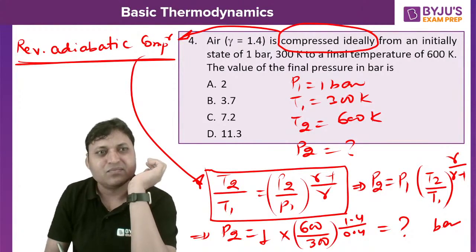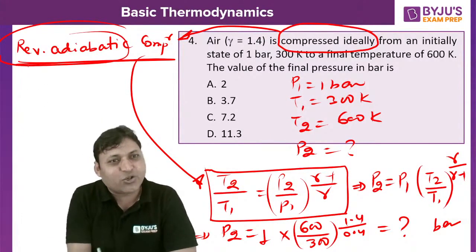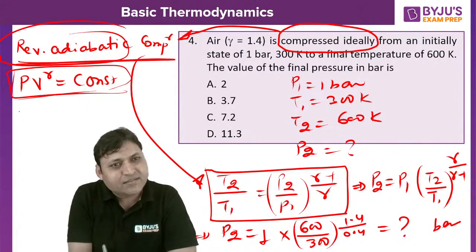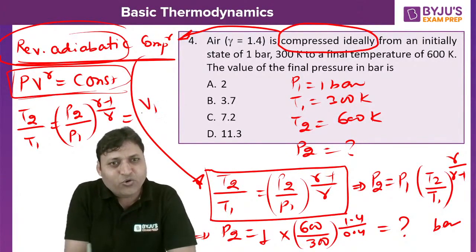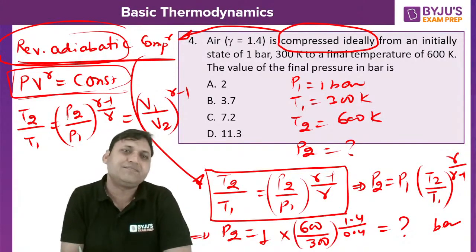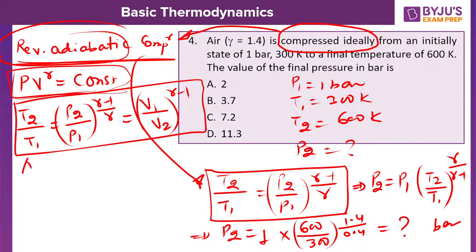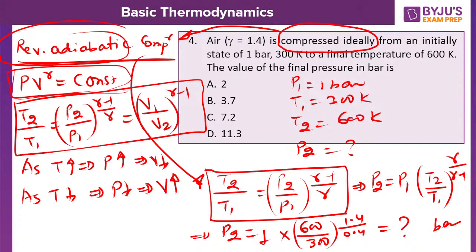For a reversible adiabatic process undergone by an ideal gas, you need to remember PV to the power gamma is constant, one relationship. The second one is T2 by T1 is equal to P2 by P1 to the power (gamma minus 1) by gamma, or you should also remember V1 by V2 to the power (gamma minus 1). So as the temperature increases, pressure will also increase and volume will decrease because gamma is greater than 1. Or as the temperature decreases, pressure will also decrease and volume will increase. Reversible adiabatic means Q is equal to 0, no heat transfer taking place.